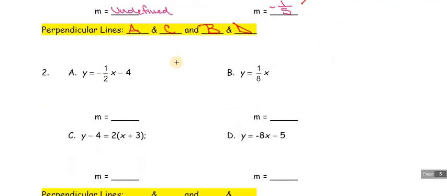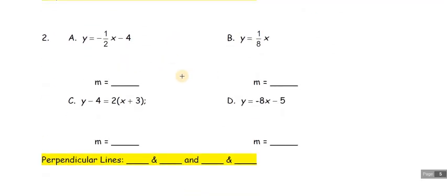Take a look at number 2. We're looking to find out what the slopes are and determine which lines are perpendicular to each other. So A is in slope-intercept form. The slope is -1/2. B is also slope-intercept form. The y-intercept would be 0, but we don't really care that much about that. The slope is 1/8.